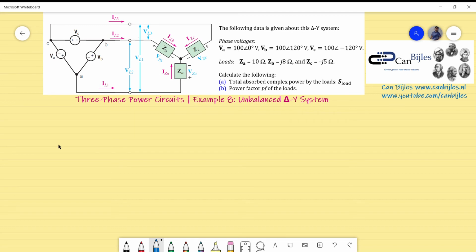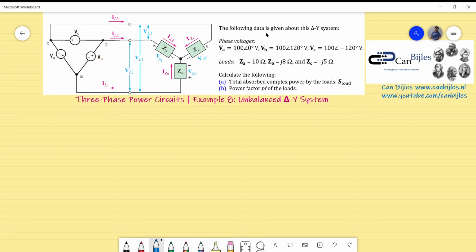Hi everyone and welcome to this new video about three-phase power circuits, and we will continue with the unbalanced systems. This is our example number 8 and we will discuss the unbalanced delta-Y system in this example. So we have a delta connected source and a Y connected load, and it will be unbalanced. It will be clear shortly why it is unbalanced. So let's first read what the situation is.